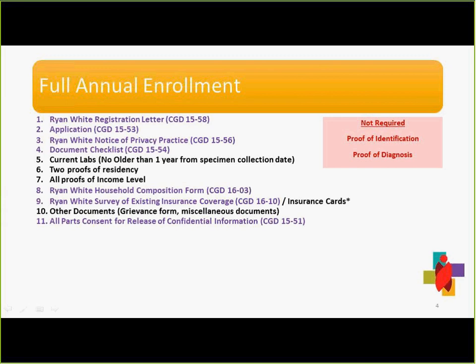Documents required at the full annual enrollment appointment are the exact same as those required for a brand new client. The only items that are not required are the proof of identification and the proof of diagnosis, as those would have been collected during the client's initial eligibility appointment. If a client is brand new, you would collect all of the documents, but each time after that, you would only collect the other documents and no longer ask for ID or proof of diagnosis.